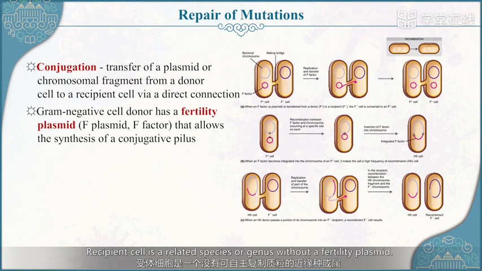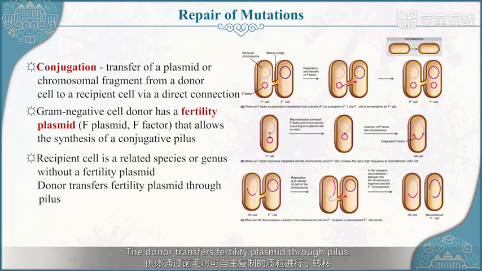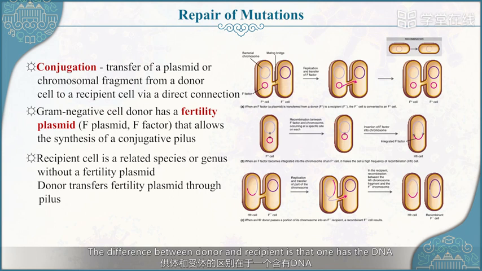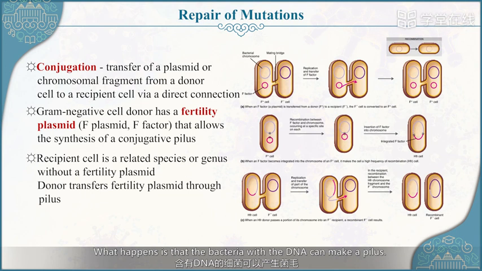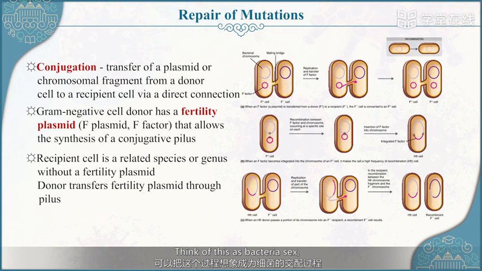The recipient cell is a related species or genus without a fertility plasmid. The donor transfers the fertility plasmid through the pilus. The difference between donor and recipient is that one has the DNA and the other does not. What happens is that the bacterium with the DNA can make a pilus. The pilus is the tube that connects to the other bacterium and then exchanges the DNA with the recipient bacterium. Think of this as bacterial sex. One bacterium gives DNA to another one.